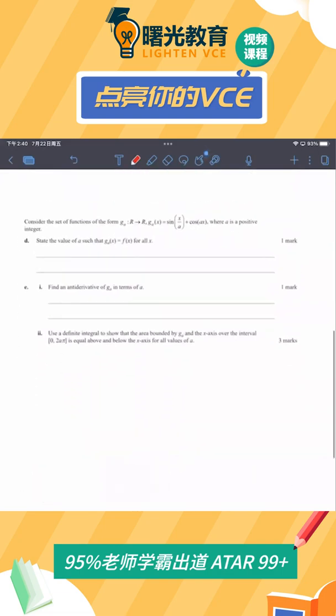Now, when we move into part D, we have extra information. Remember that now we're going to use the function g_a instead of the original function f, okay? Consider the set of functions of the form g_a, where the domain is all real numbers, the codomain is all real numbers. g_a of x is equal to sine of x over a plus cosine of a times x, where a is a positive integer. Everything important, right? Now, state the value of a such that g_a(x) equals f(x) for all x.